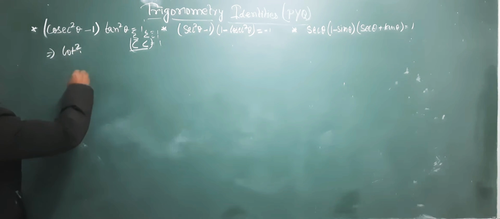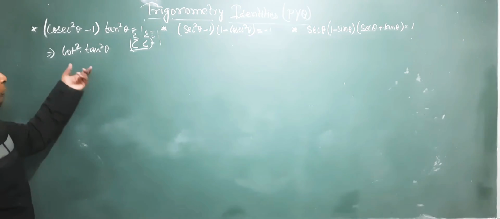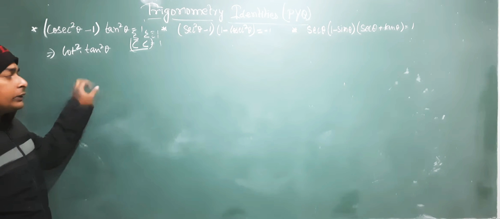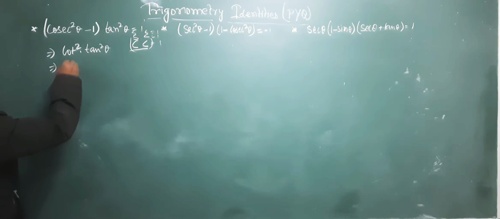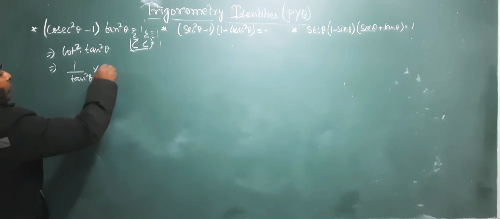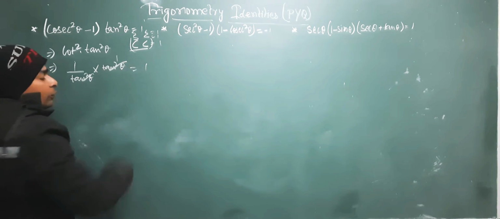So this can be written as cot square theta into tan square theta, and you very well know that tan and cot are the reciprocals of each other. So my dear, it can be written as 1 upon tan square theta into tan square theta. So finally we got the answer as 1.